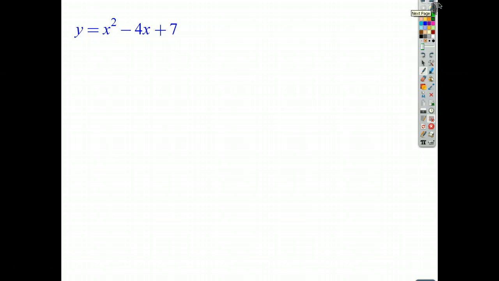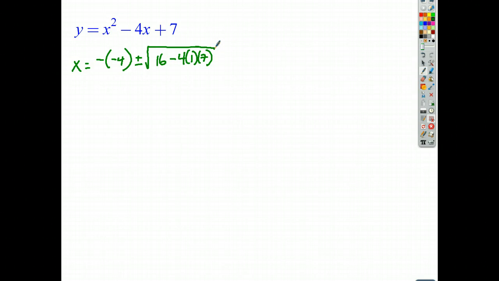Okay, so let's try this one. So we'll do x is equal to negative b, so negative times negative 4, plus or minus the square root of 4 squared, so 16, minus 4 times 1 times 7, all over 2 times 1, so 2. So we got x is equal to negative negative 4, which is positive 4, plus or minus, and we got 16 minus 28. So that's going to be negative 12. So the square root of negative 12, and that whole thing over 2.